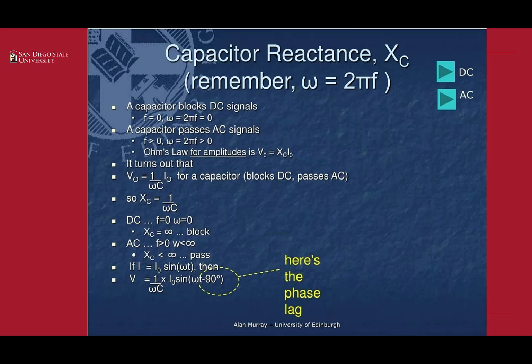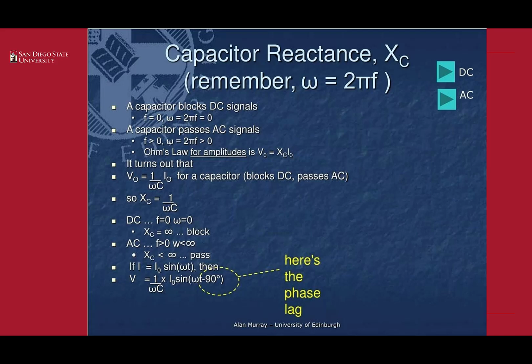This is why capacitors block DC currents. On the other hand, a capacitor passes AC signals where f is greater than 0, which will make omega greater than 0, because f is inside omega, and 2 pi will not change the value of f and will not affect this amplitude.